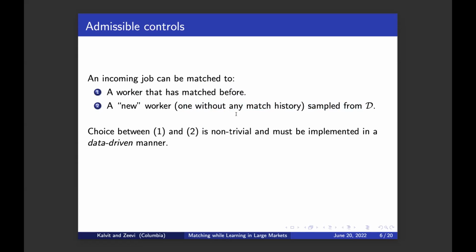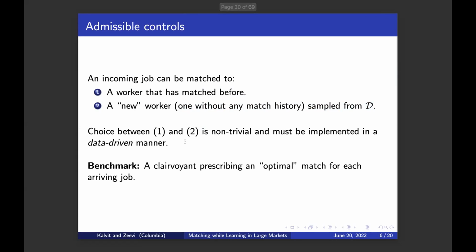Now, as one can imagine, because you have an infinite population of workers, there are infinitely many competing alternatives, so the choice between 1 and 2 is non-trivial. This is especially so because there is no information on D available a priori. These decisions have to be implemented in a data-driven manner, meaning the policies have to be adapted to the current filtration. So what do we aim to do? We want to design adaptive policies that are able to compete with a clairvoyant benchmark. A clairvoyant in this case would be a full information setting where for each arriving job, an optimal match is prescribed.